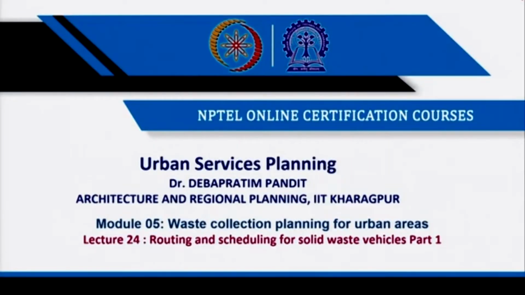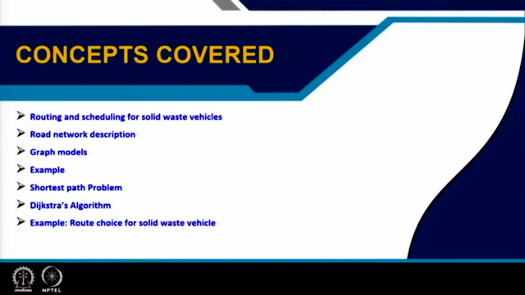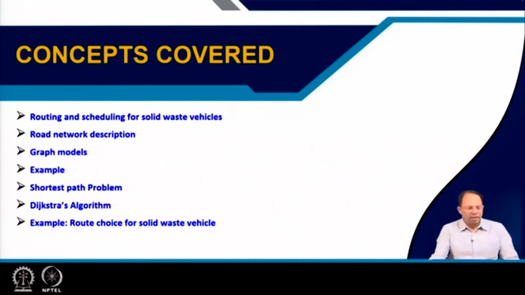Welcome back. In lecture 24, we will be talking about routing and scheduling for solid waste vehicles, and this is part 1 of the lecture. So, the different concepts that we will cover are on routing and scheduling for solid waste vehicles, road network description, graph models. We will then give an example, then shortest path problem, Dijkstra's algorithm, and finally an example of route choice for solid waste vehicles.